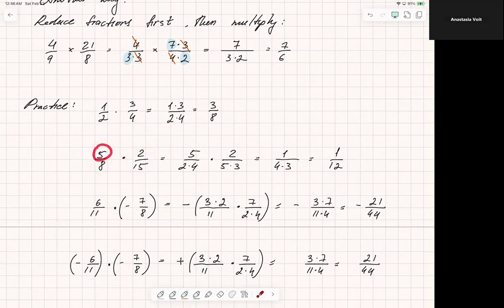So we see that 5 and 15 can be reduced by 5 because both are divisible by 5. And 2 and 8 are both divisible by 2, so we can reduce the fraction as well. So we will write 8 as 2 times 4. We will write 15 as 5 times 3, and we can cancel 2's, and we can cancel 5's. And we are left with only, so in the numerator, as you can see, we canceled everything.